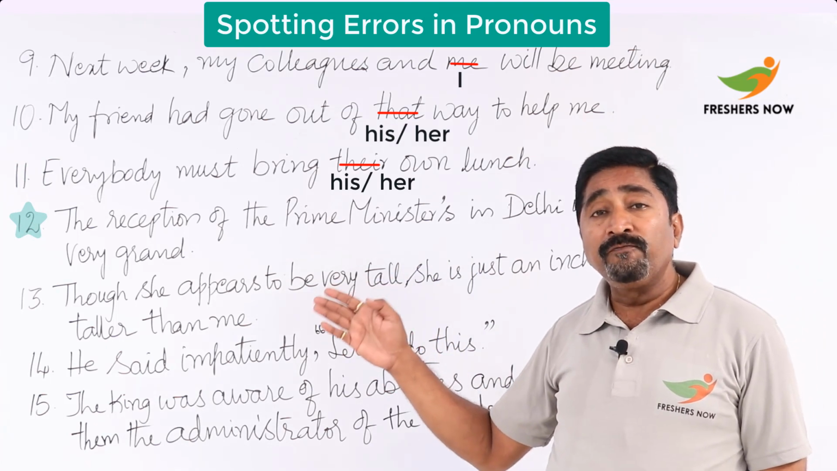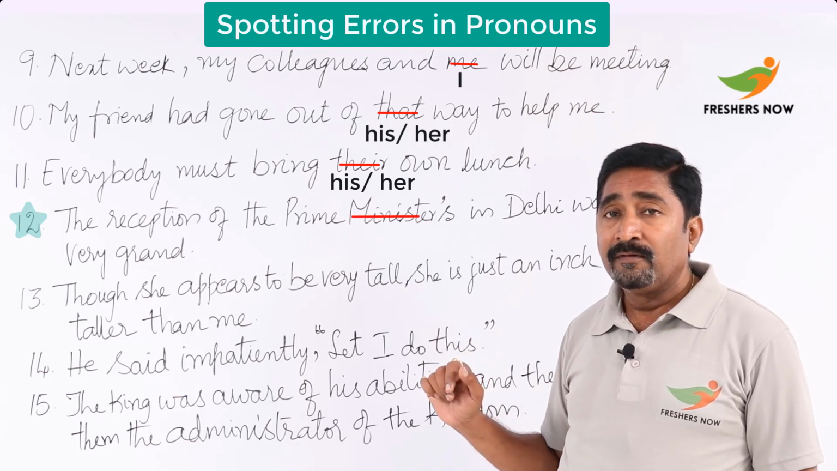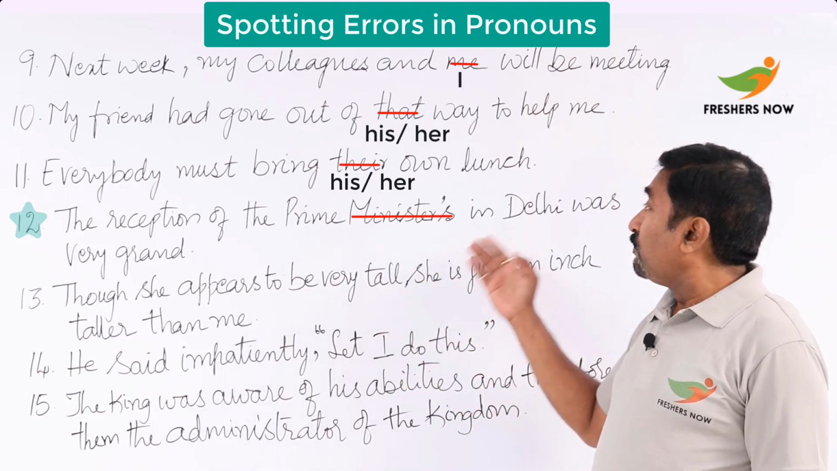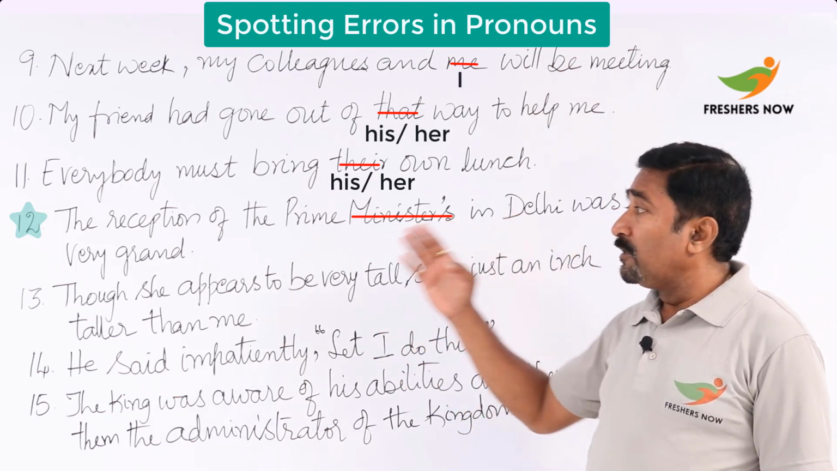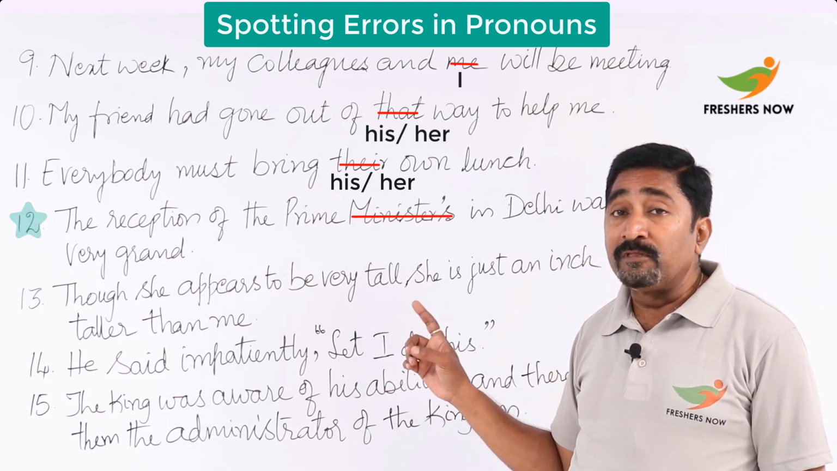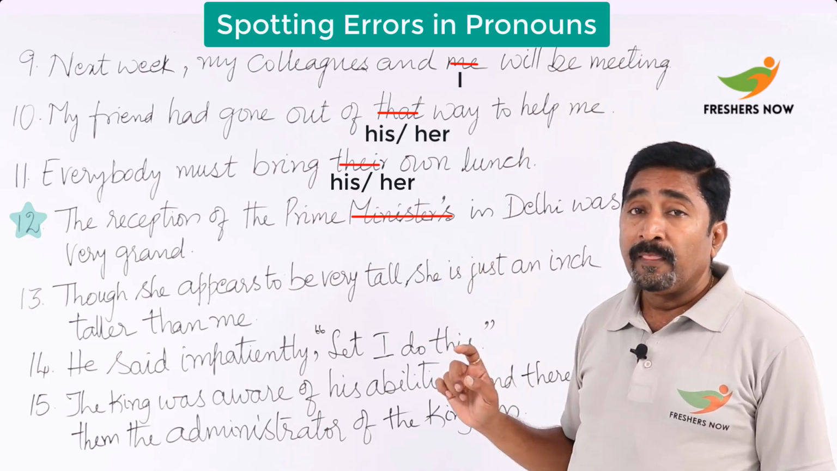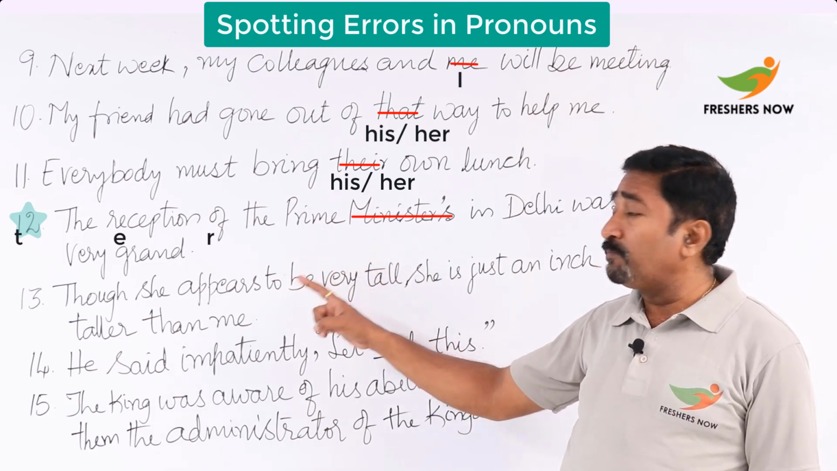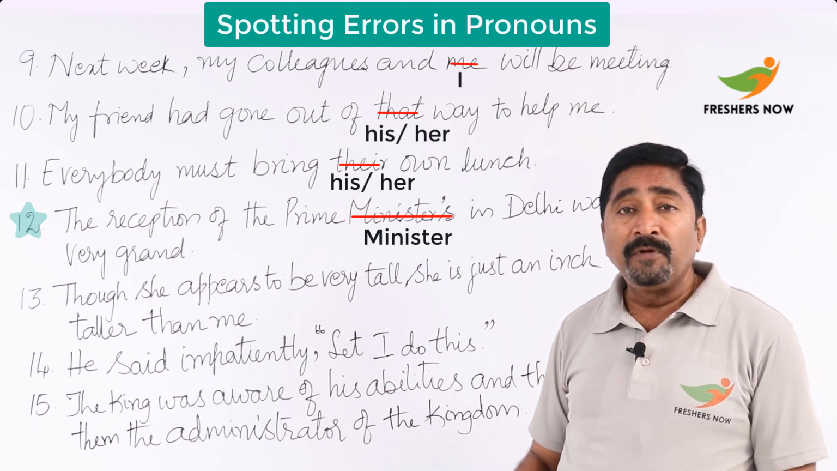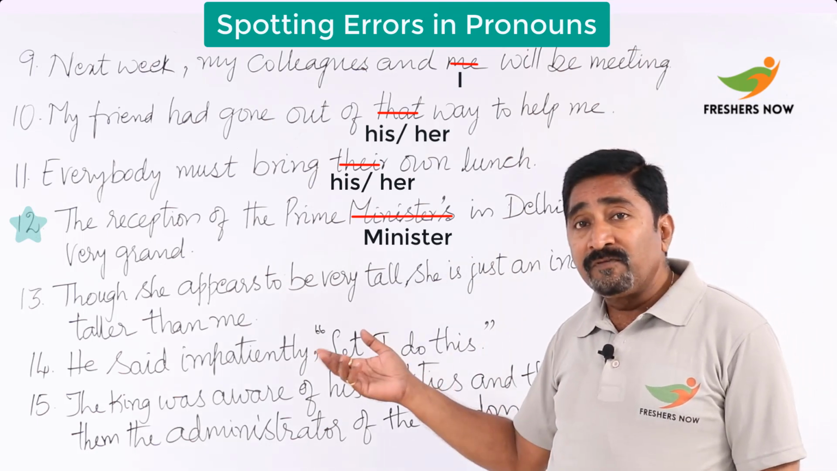Now let us see the next one. The prime ministers' reception in New Delhi was very grand. You can see the apostrophe used there, that indicates of the prime minister. So we need to be careful with the use of the apostrophe with the nouns. So what should be the correction? The prime minister's reception in New Delhi was very grand, not prime ministers. It's only prime minister.